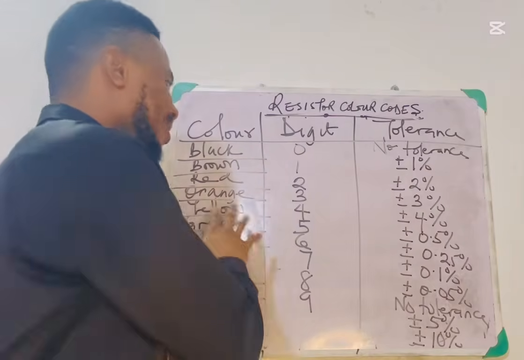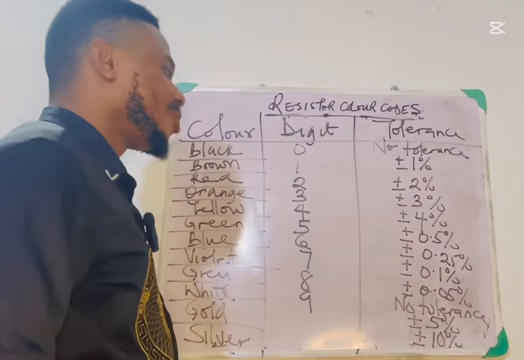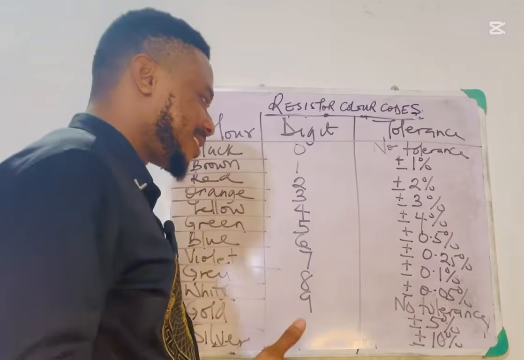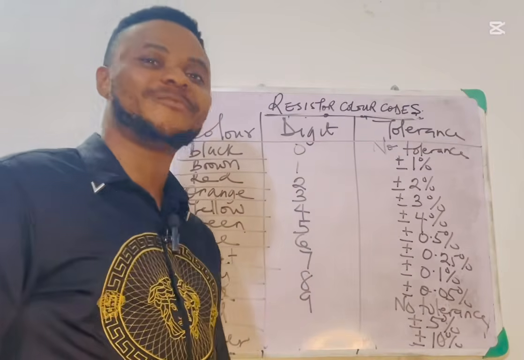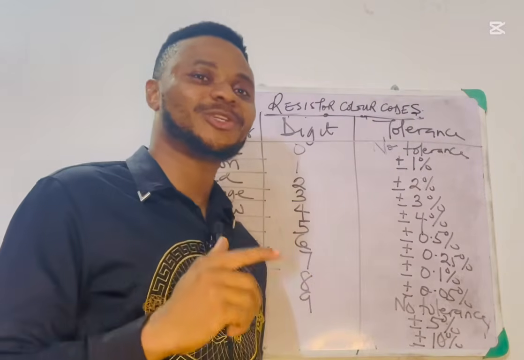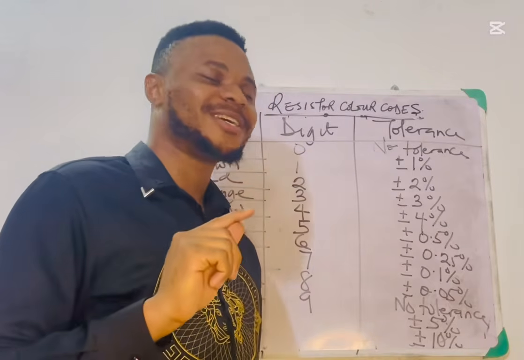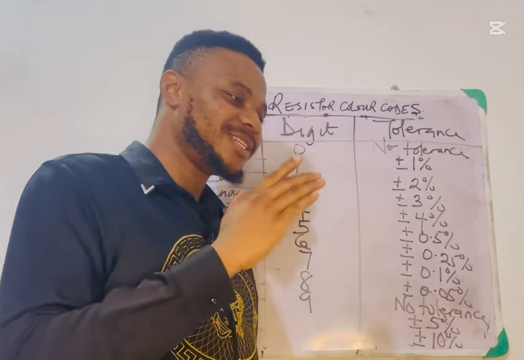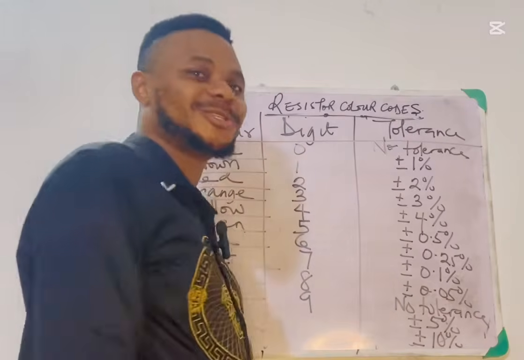So this is the representation of resistor color codes. Quickly we'll look at how to get the resistance value of a particular resistor when we are given the colors. One thing you need to know is that resistors are represented in color bands. You see a resistor, it has colors on it. It is from those colors that you'll be able to know the resistance using resistor color codes.